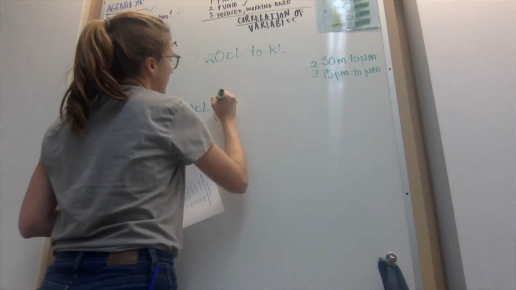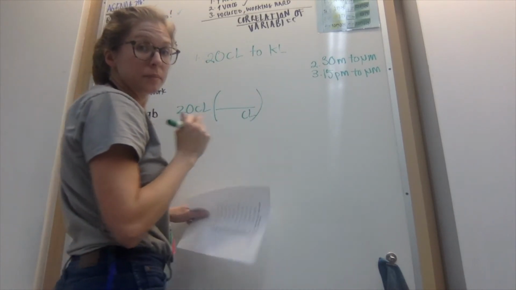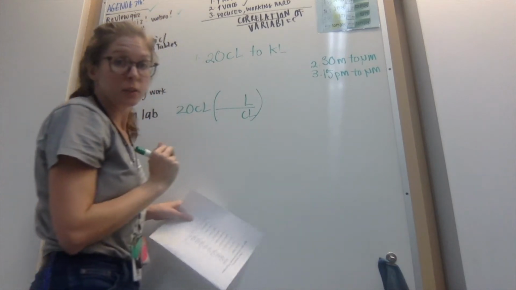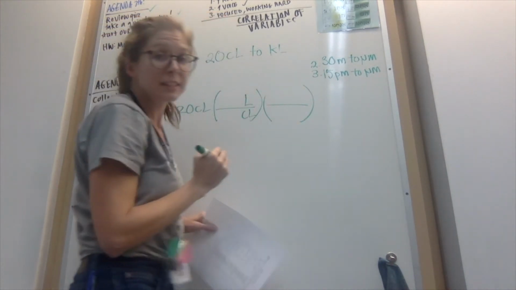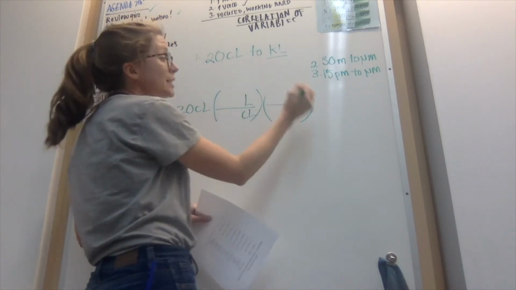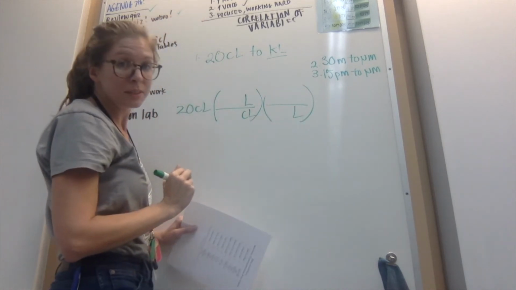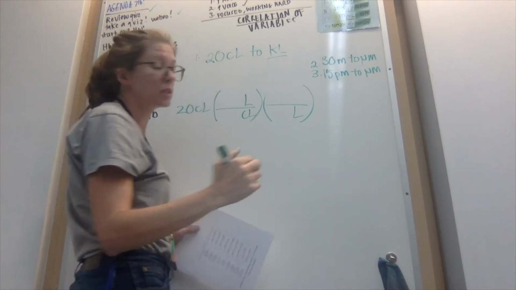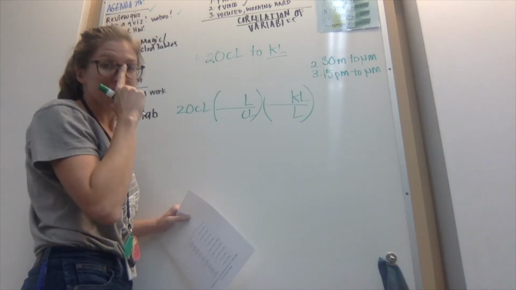So I know that centiliters is going to cancel out. So that goes on the bottom, leaving the base unit, liters, to go on the top. I'm not done yet because my answer needs to be in kiloliters. So then I need another conversion factor. Liters goes on the bottom, so it can cancel out, leaving kiloliters to go on the top. Okay?